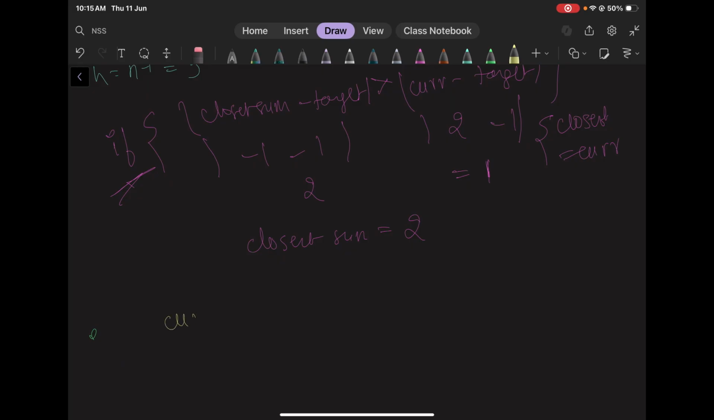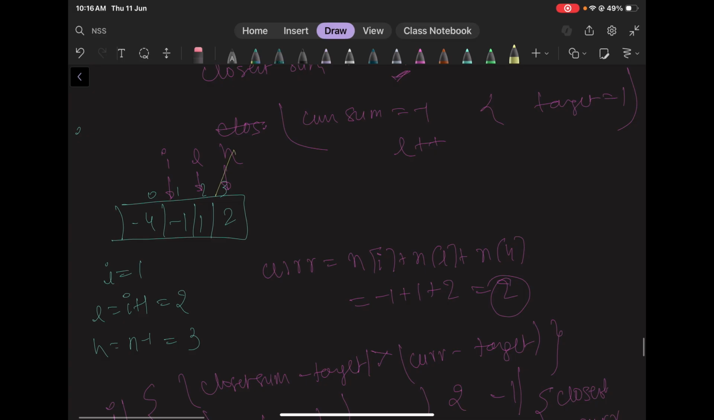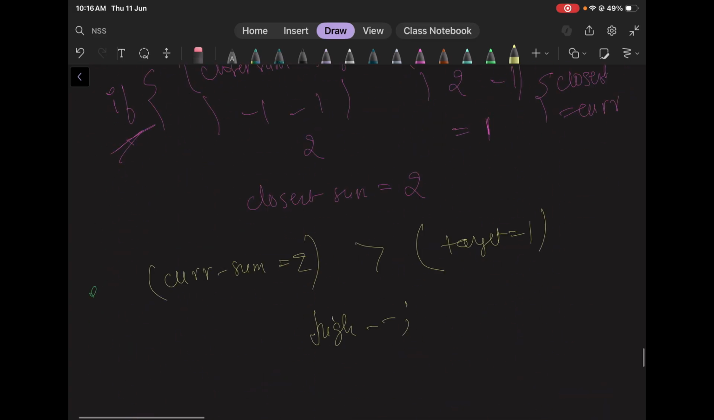Now I check for current sum. My current sum is 2 and my target is 1. So this is greater than target. What I do is high minus minus. When I reduce the value of index high, it goes over low, so this is not possible.